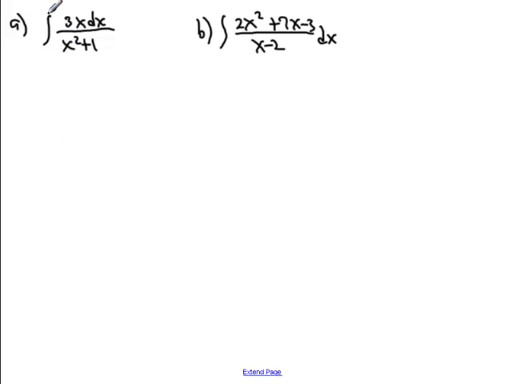So let's evaluate two antiderivatives: the integral of 3x dx over x squared plus 1, and the integral of 2x squared plus 7x minus 3 over x minus 2. For the first, we need a u substitution, so we'll let u equal x squared plus 1. Then du is going to be equal to 2x dx, in which case x dx is going to be 1/2 du.